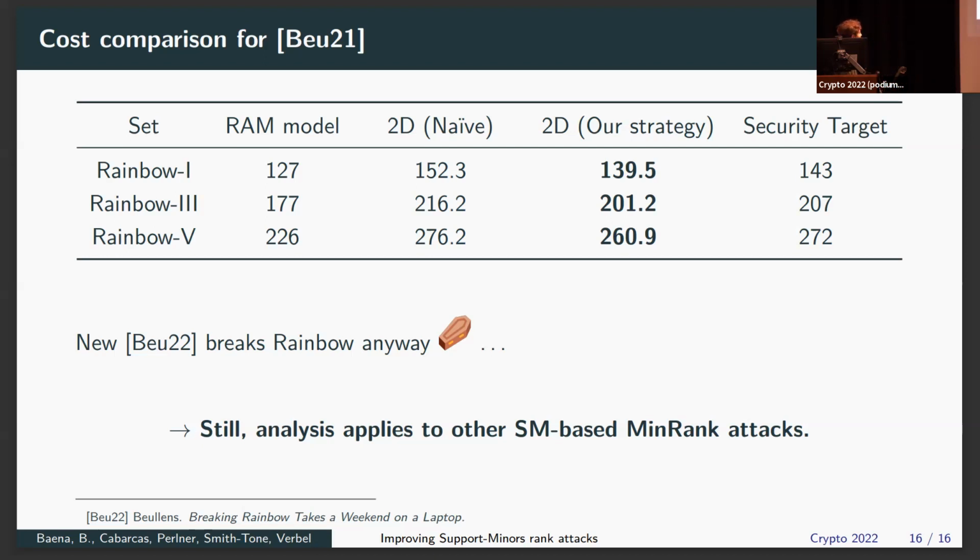But I want to point out the fact that all this analysis is really dependent on support minors and not really on Rainbow. So this means that you could apply it to other min-rank attacks which use support minors as a subroutine. And there are still constructions which rely on the plain min-rank problem and which are not Rainbow.